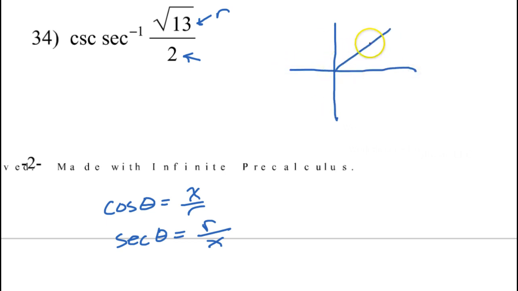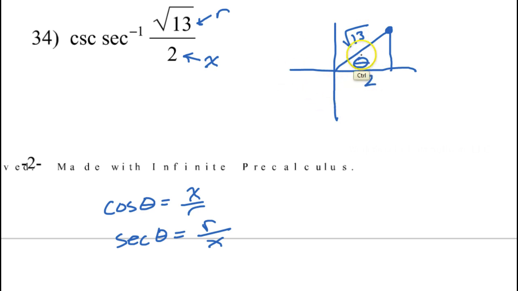Okay, so here's my point, and so my radius, I forgot to say x. So my radius is radical 13. And so for my x, I need to drop this down. And so my x is going to be 2. And this would be the angle right here. So this is the angle whose secant is radical 13 over 2, r over x.